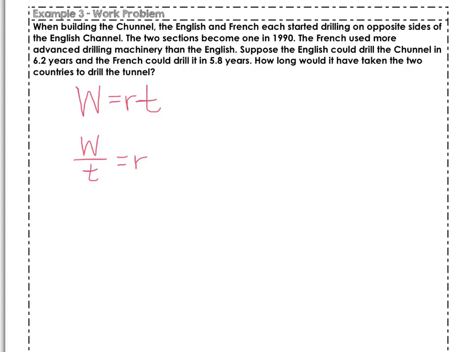So in this question, it talks about the rate of the French as well as the rate of the English to complete this channel, okay? And it asks how long would it have taken the two of them together to drill this tunnel. So we're essentially going to take the rate of the English, we'll call it ER. We're going to add the rate of the French, and this is going to equal our rate together, okay? Rate of English plus rate of French will be their together rate.